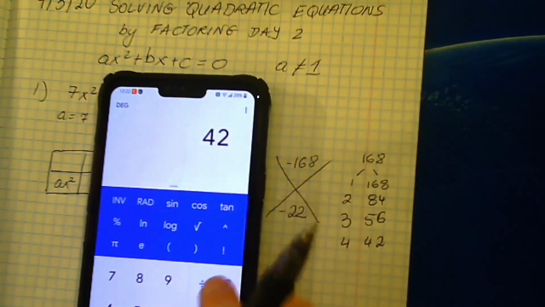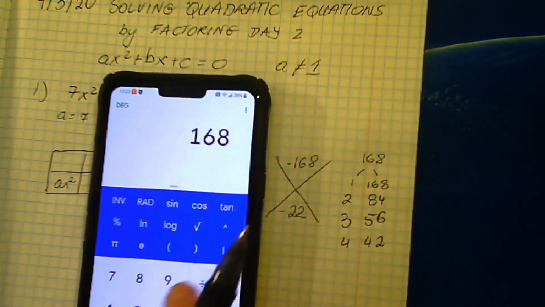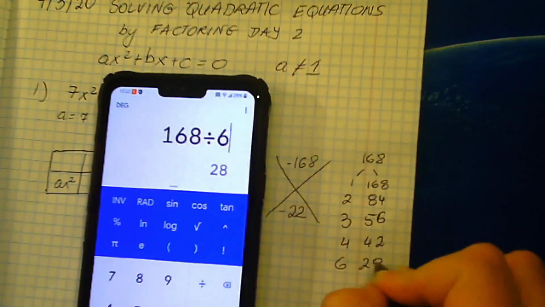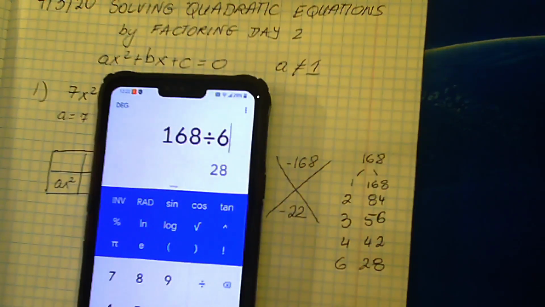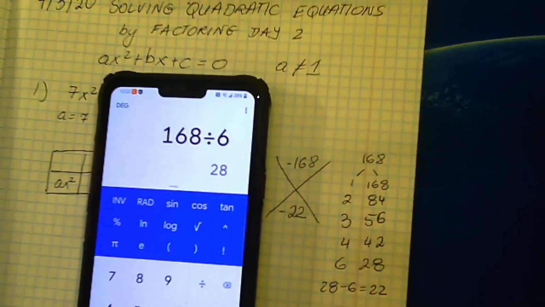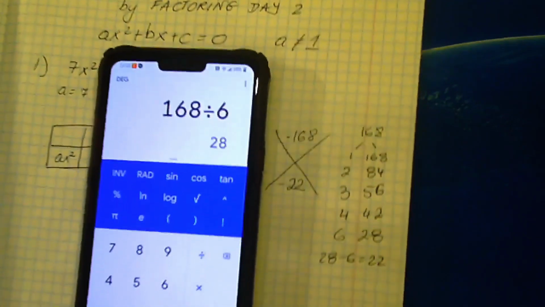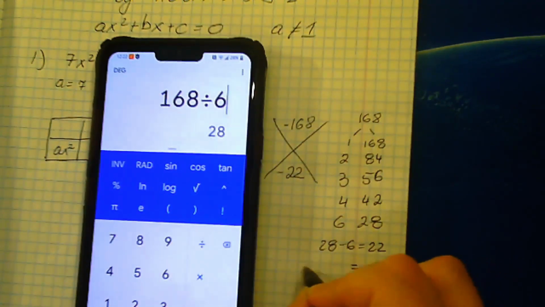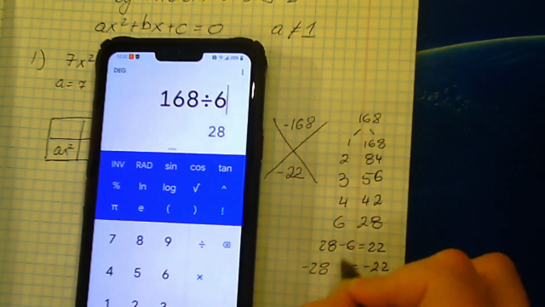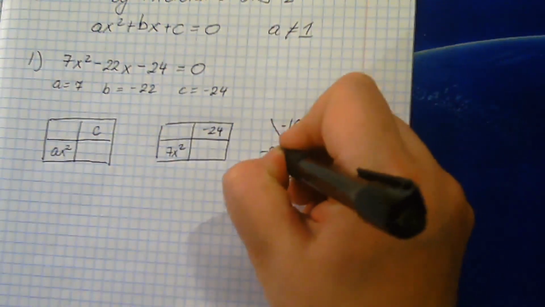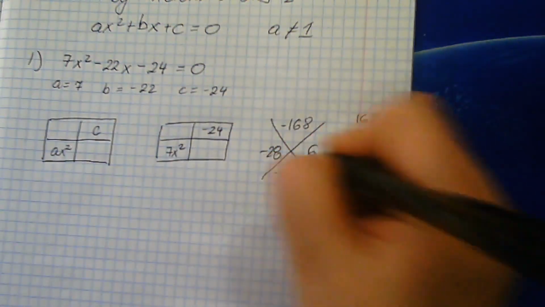Okay. So then I take 168 divided by 5. It's not going to happen, right? 6. 6 and 28. Why did I stop? I stopped because 28 minus 6 will give me 22, right? I don't really want 22. I want negative 22. So I have to take the opposite of 28 and the opposite of negative 6. So my factors are going to be negative 28 and positive 6.